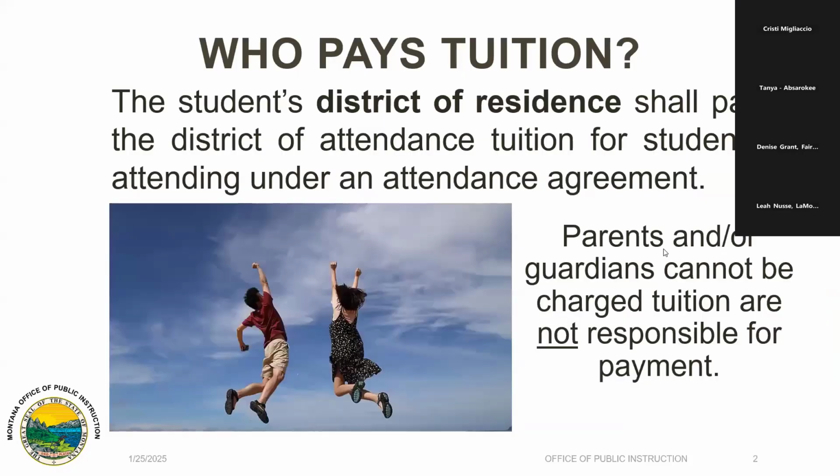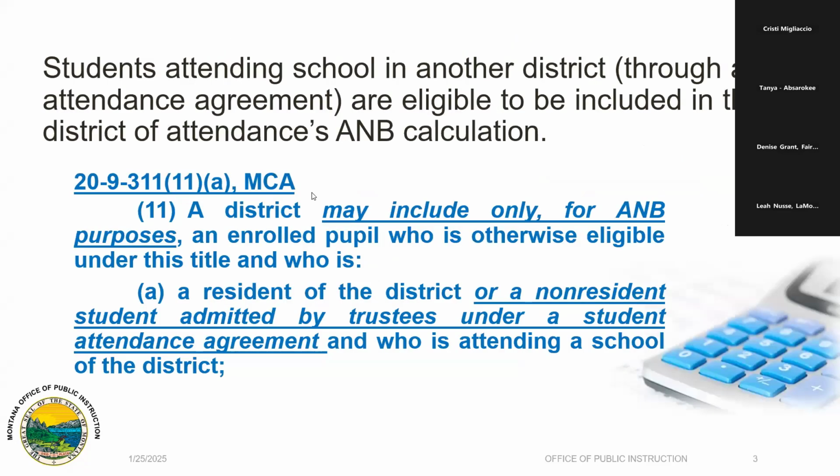We all know that everybody pays tuition, except the parents or the guardians of the students. So your district of residence is going to pay tuition to the district of attendance. And this is the law here that says that you've got to do that. And it also says that the A and B goes to the district of attendance. It does not go back to the district of residence.